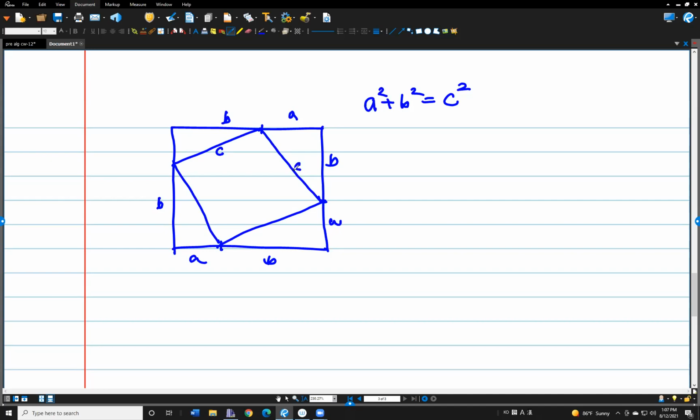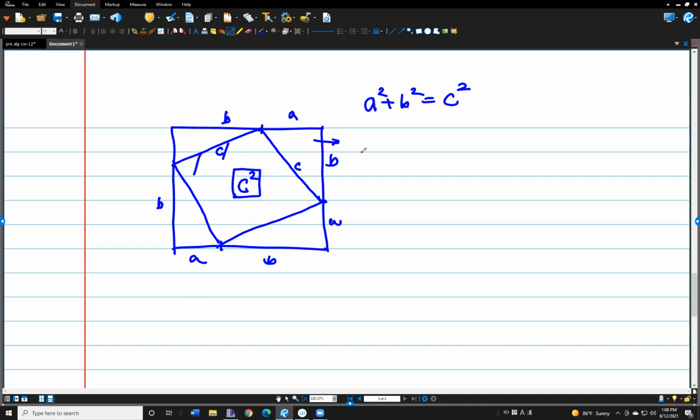All right, what is the area of this square? C squared, everyone understand, okay? The area of the inside square is C squared. What is the area of this side? What's the area?